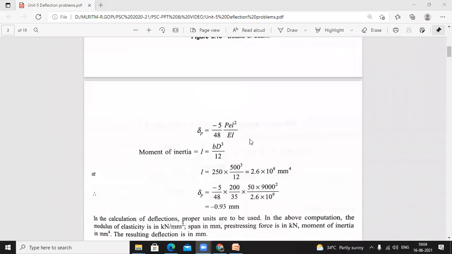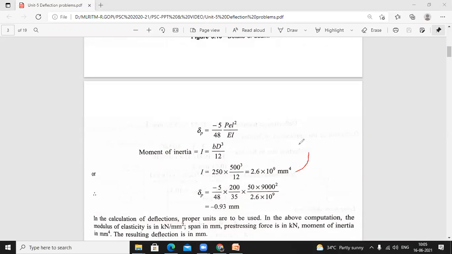E value is 35 kilonewton per mm square, and only the I value we don't know. Based on the formula, moment of inertia is BD cube by 12, so we can easily calculate the I value. That means 250 into 500 cube divided by 12, which is equal to 2.6 into 10 power 9 mm power 4. Next, the final deflection.